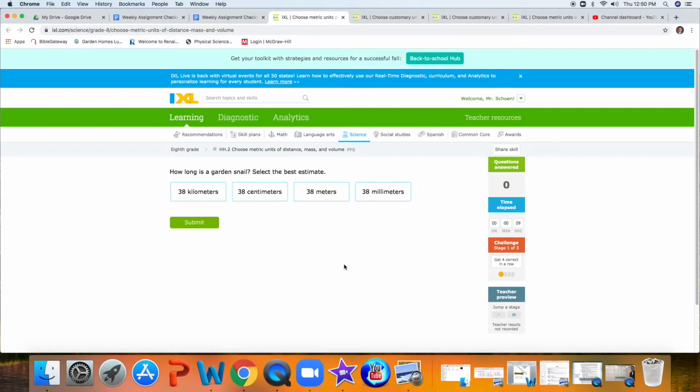How long is a garden snail? Wait, we just answered this question. Now let's make that conversion to what we thought about in terms of inches into now what we think about in terms of meters and the prefixes that go along with them.